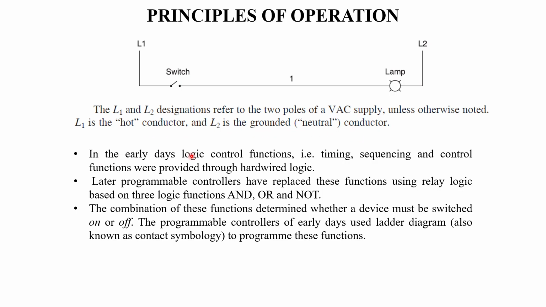In the earlier days, logic control functions, timing, sequencing and control were provided through hardwired logic. Later, programmable controllers replaced these functions using the three basic logic gates: AND gate, OR gate and NOT gate. The combination of these functions determines whether the device must be switched on or off. The programmable controllers of earlier days used ladder diagrams to program these functions, with a switch and a lamp representing the logic.